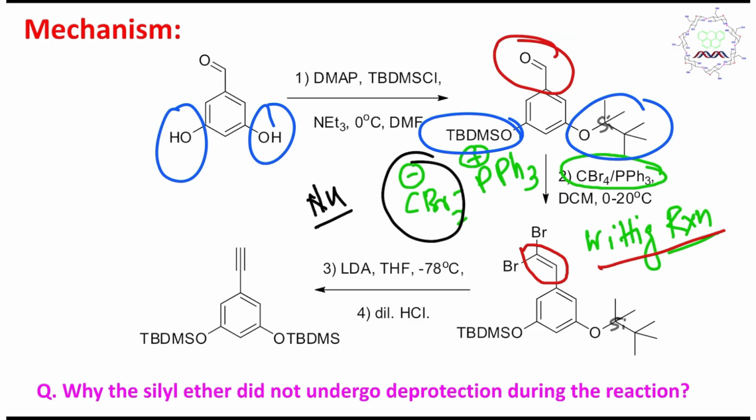Fine. In the next step, what's there? In the next step, LDA in THF at minus 78 is a strong base condition. So this strong base first abstracts, you can see, this bromo. If I say LDA, lithium diisopropylamide, generally we say LDA acts as a base, obviously it acts as a base, but in this case it reacts differently. So N minus attacks here. So after that it produces a negative charge.